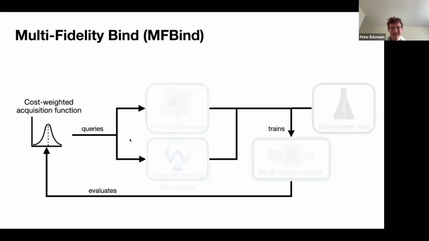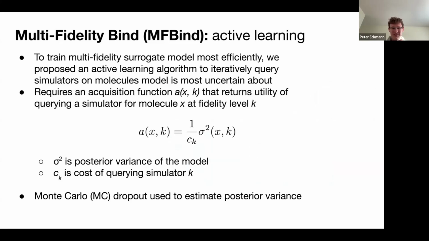So finally, in this architecture, I'll talk about the active learning framework. To train the multi-fidelity surrogate model most efficiently, we proposed an active learning algorithm to iteratively query the simulators on the molecules that the model is most uncertain about. So the idea here is that we have a set of candidate molecules, and then the active learning algorithm selects which molecules to query the simulators with, and then we run the simulators on those molecules, and then add that to the training data set, and then repeat the process.